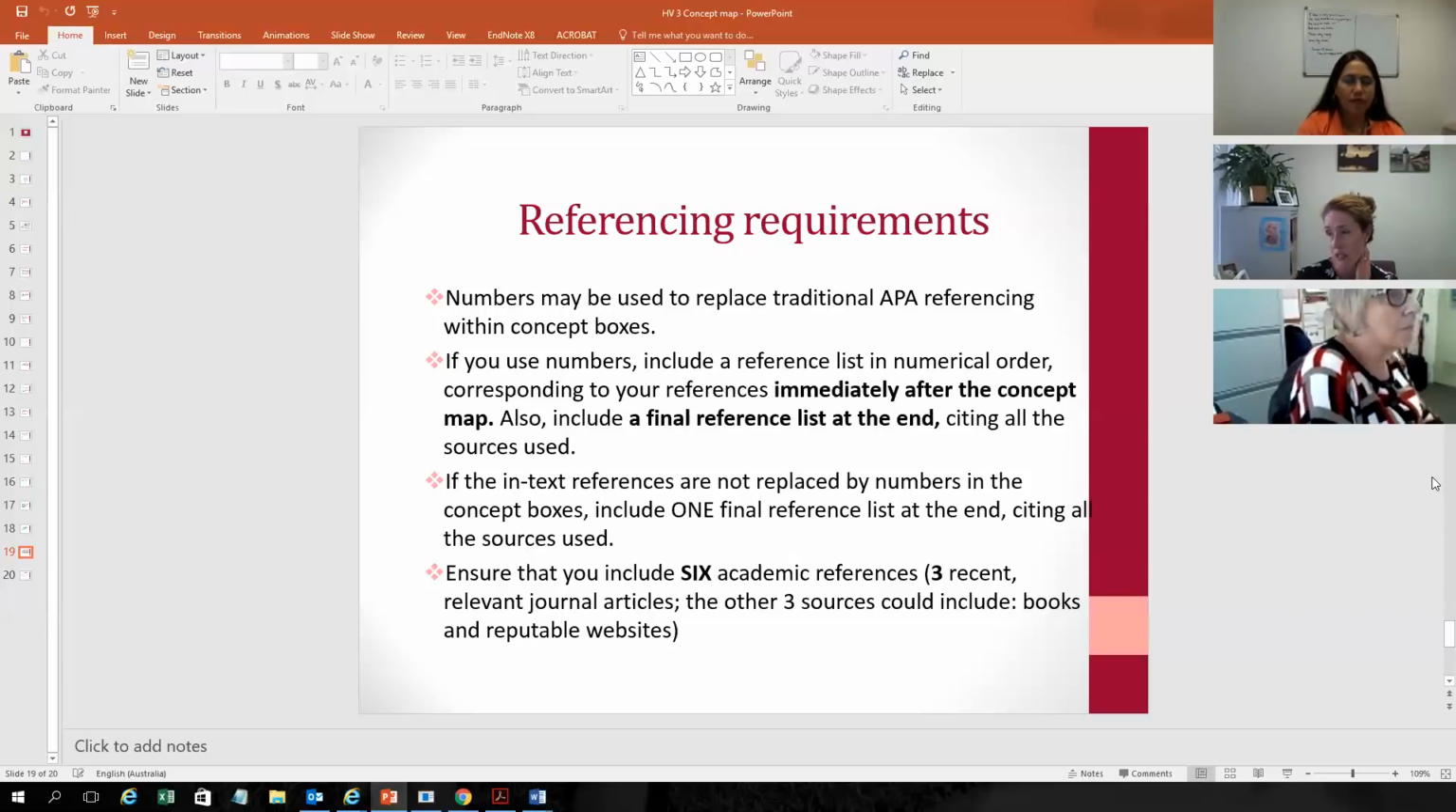If somebody else can see that it says you need to have a particular amount for the concept map, then let me know, but I don't think it actually says. Yeah, there's no reference list number specifically for the concept map, I don't think. If I'm wrong, let me know.